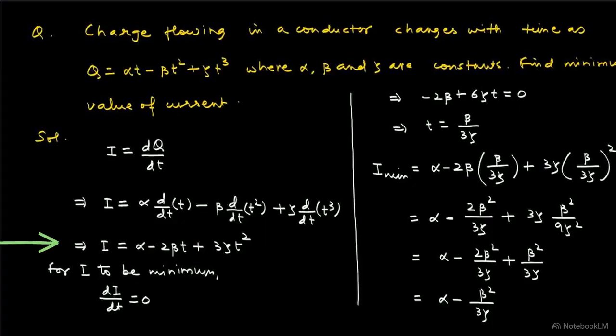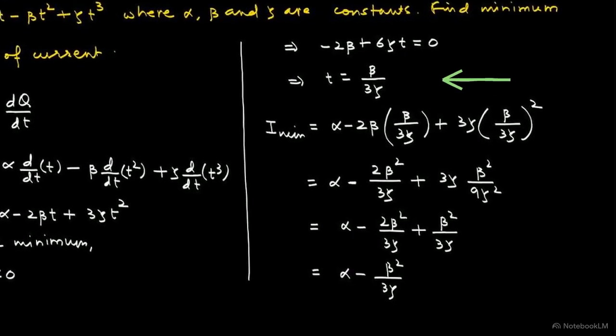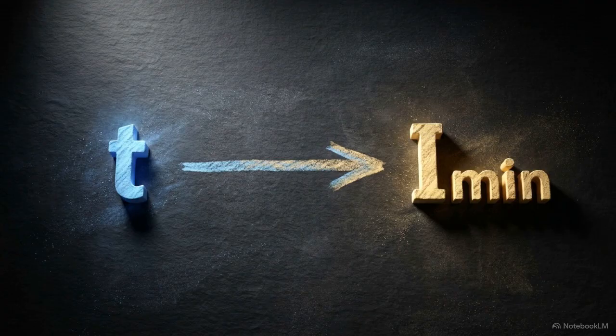Taking the first derivative of the charge equation yields instantaneous current. Setting its derivative to 0 solves for time t. Substituting this time into the current equation simplifies to produce the actual minimum current value, shown at the bottom right. Finding an absolute minimum requires disciplined mathematical execution. Knowing when an event happens requires completing the final substitution to calculate the exact value.